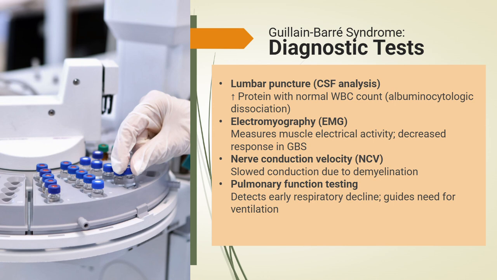These tests measure lung capacity and the patient's ability to take deep breaths. A declining vital capacity or difficulty clearing secretions can be a sign that the patient is approaching respiratory failure. Early detection helps the team determine when intubation or mechanical ventilation may be needed. Overall, these diagnostic tools help clinicians confirm Guillain-Barré syndrome, rule out other causes of paralysis, and guide critical care decisions. As nurses, your role includes preparing patients for testing, monitoring them afterward, and documenting changes in respiratory or neuromuscular status.